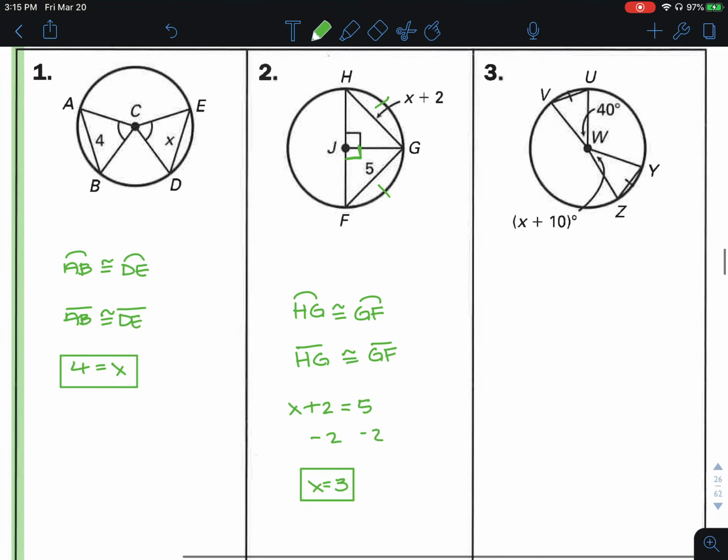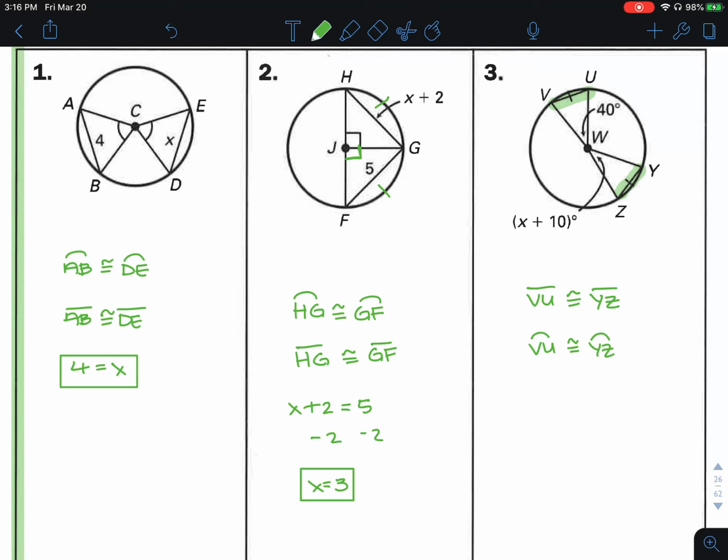And then lastly, number 3. I see that my two segments here are congruent. So VU is congruent to YZ. They are congruent because I see those two tick marks in there. That's how I can tell something is congruent. Because my segments are congruent, my arcs are also congruent. So I have arc VU is congruent to my arc YZ.